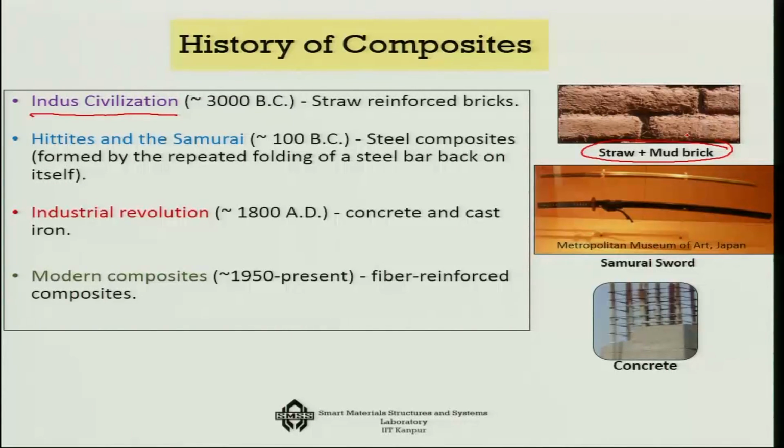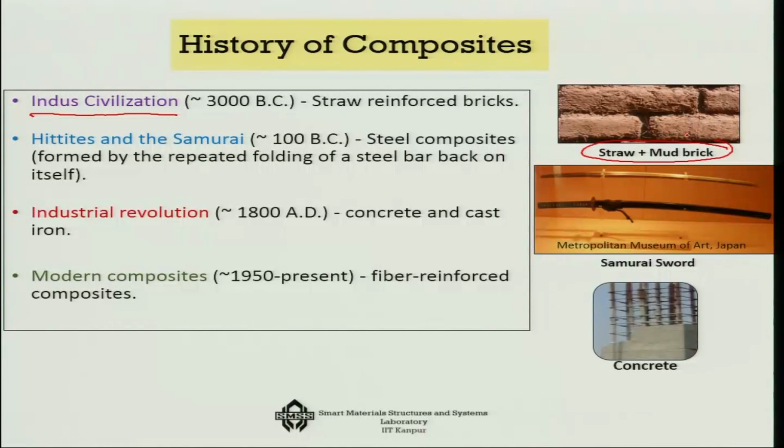And the secret behind this strength is that the straw as a reinforcement works beautifully. It adds strength and it adds other properties like thermal insulation, moisture prevention, etc. to the brick system, and hence this is one of the best examples of the composites that was developed, you can say, in the very beginning of the civilization.